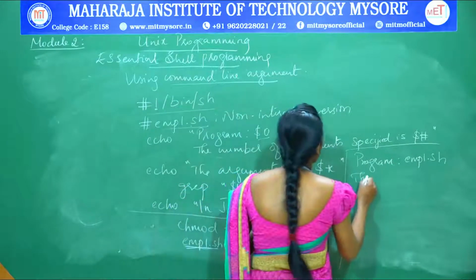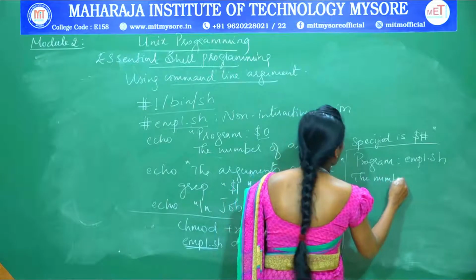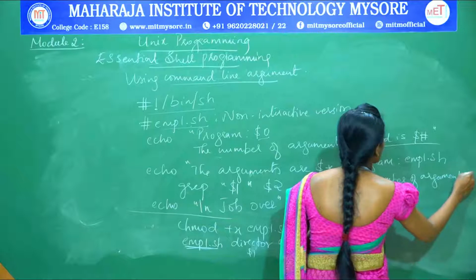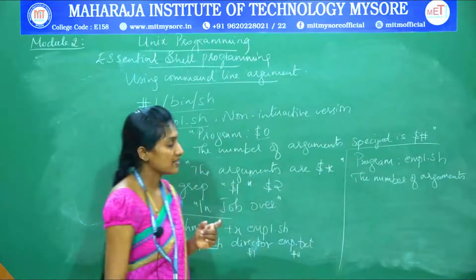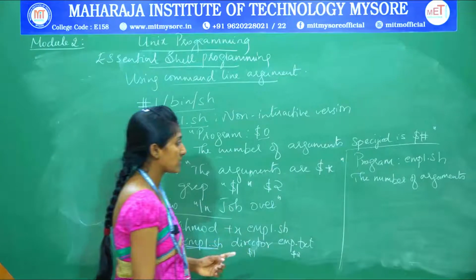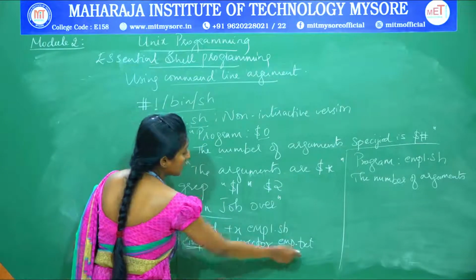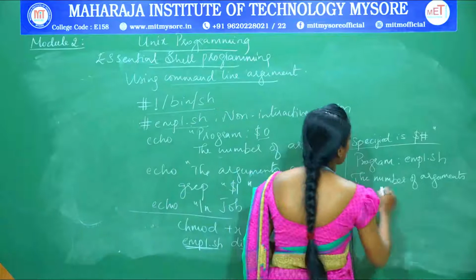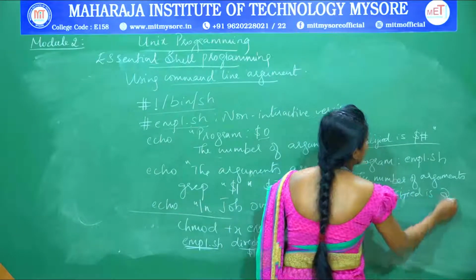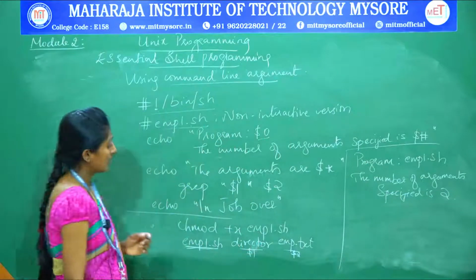Next, the number of arguments. How many arguments have been given? For knowing the number of arguments which have been stored in $1, $2, all the positional parameters, how many arguments have I given? That is 2. So the number of arguments specified here will be displayed as 2.